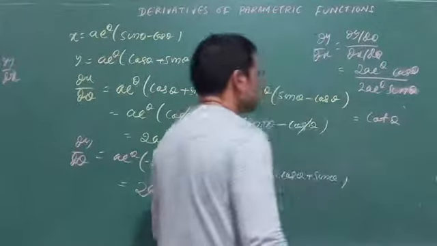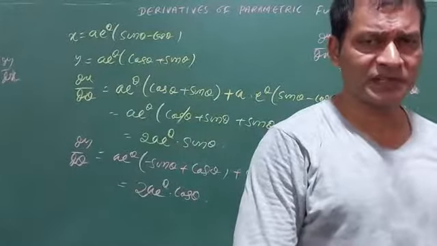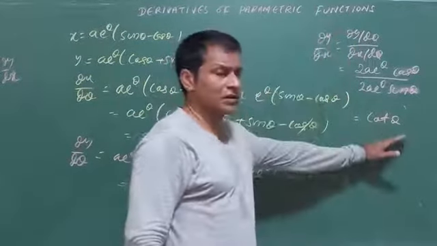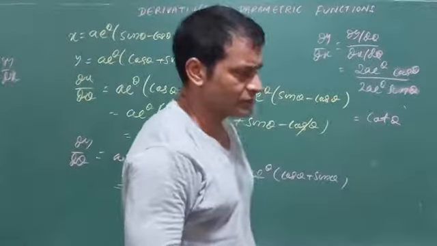Sometimes they may ask you to find dy/dx at θ = π/4, π/6 or whatever. First you find dy/dx. At last, you replace the value θ with whatever is given to you. That's the answer.